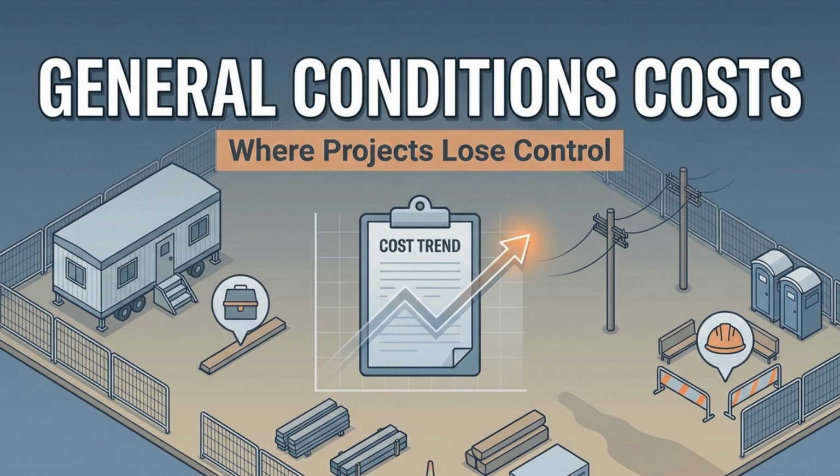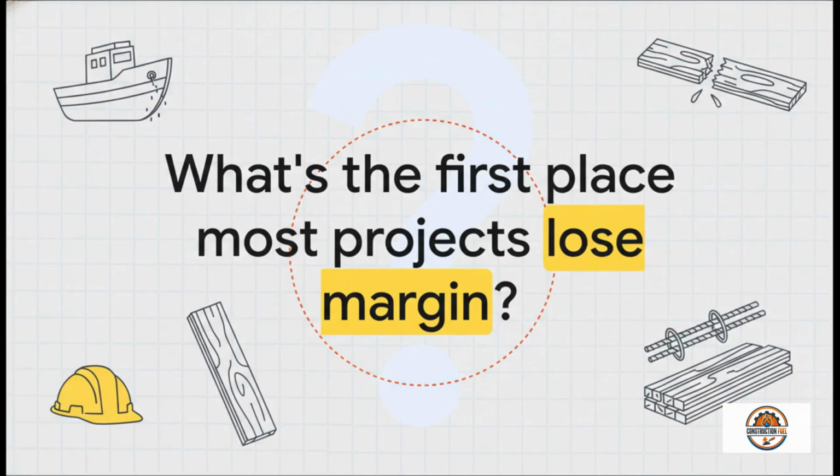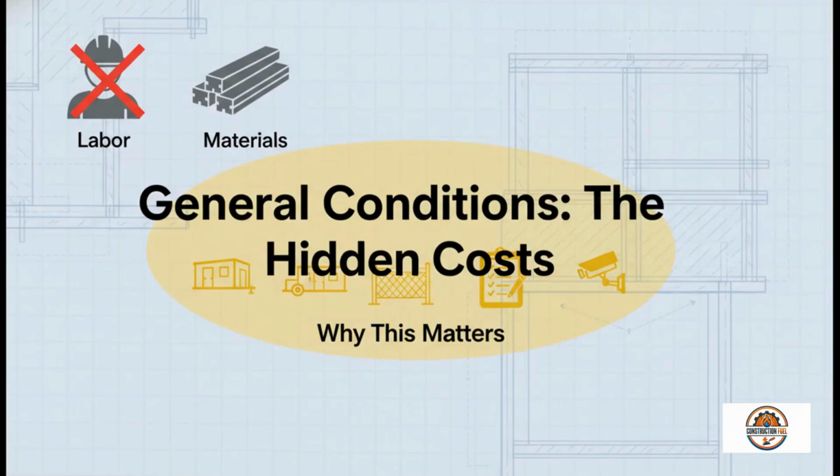So where is all that margin disappearing to, right? Most people will point to things like material price spikes or labor overruns. And look, those are absolutely major risks, but they often aren't the first leak in the boat. The real culprit? It's your general conditions. These are all those essential but indirect costs that are just notoriously difficult to pin down. They are the silent margin killers, and it's time we put a spotlight on them.